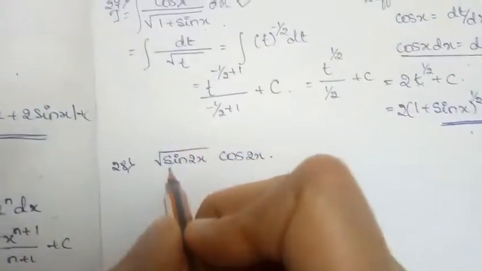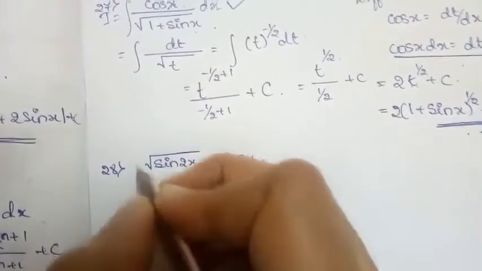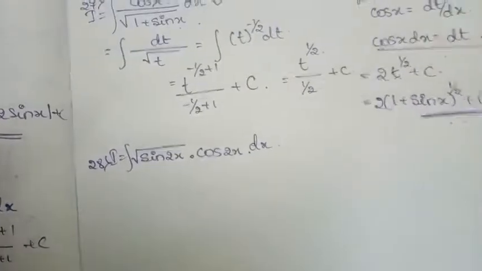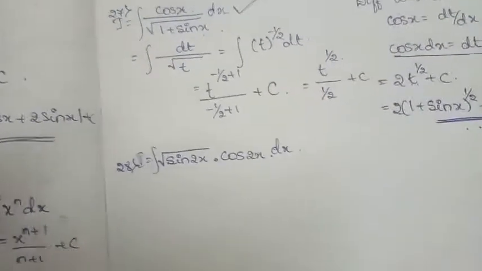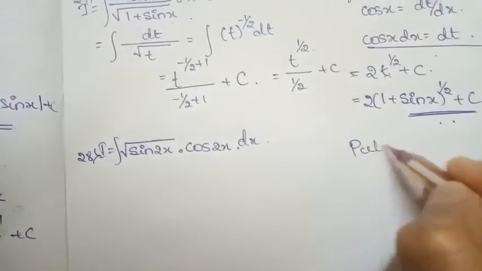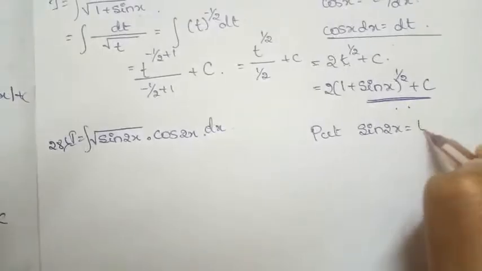The next is square root of sin 2x into cos 2x. So first I will consider this as equal to I. Then again it goes with the substitution. So what I need to substitute, that is our idea. What I am substituting here is sin 2x equal to t.